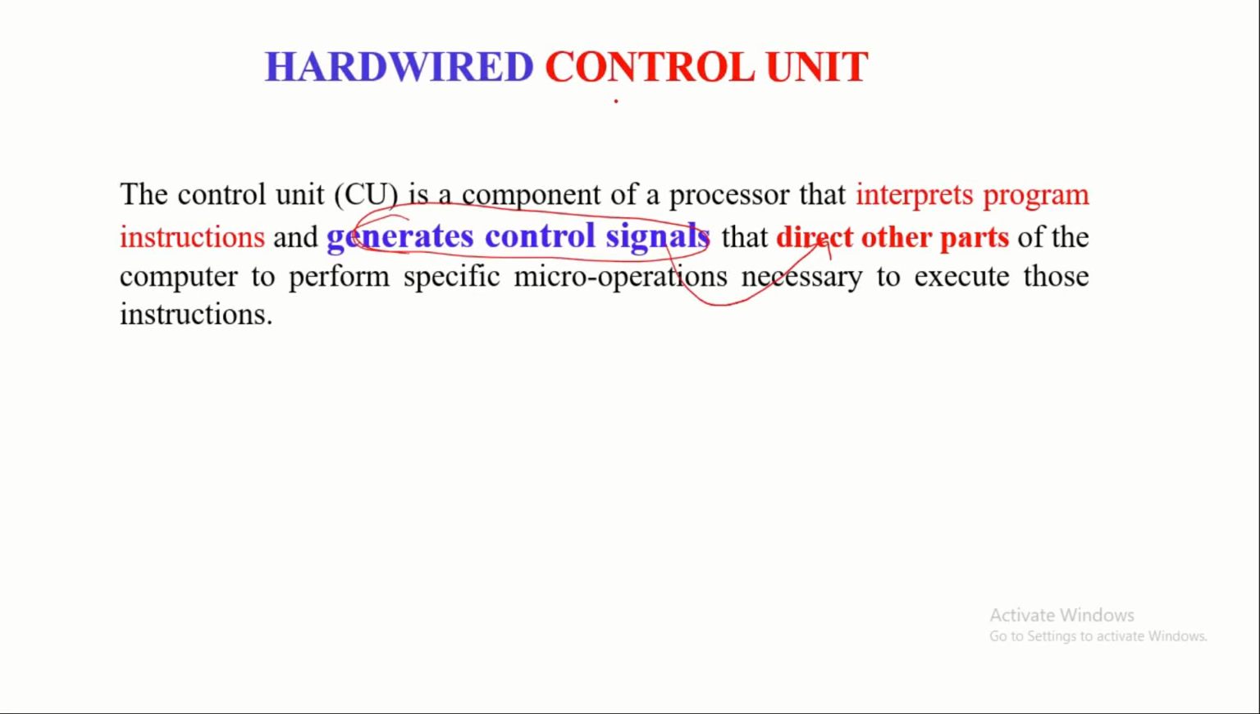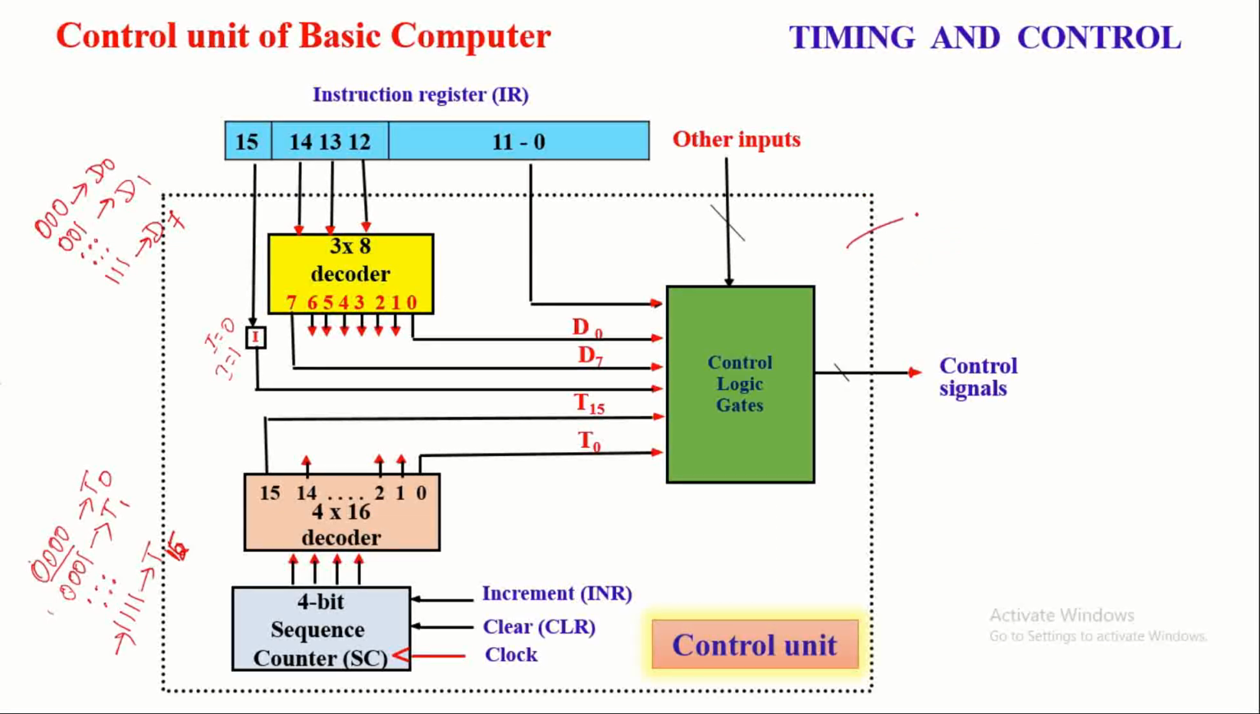There are two types of control units. One is the hardwired control unit, another one is the microprogrammed control unit. In this lecture, we are going to discuss the hardwired control unit. Here in this figure, the block diagram of the hardwired control unit is illustrated. The control unit is constructed with five important components: two decoders, that is a 3 by 8 decoder and a 4 by 16 decoder, one 4-bit sequence counter, one I flip flop, and control logic gates. So with these five components, a hardwired control unit can be designed.